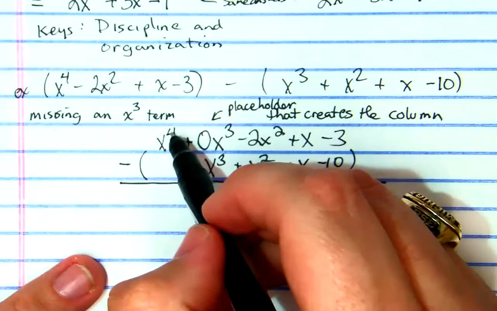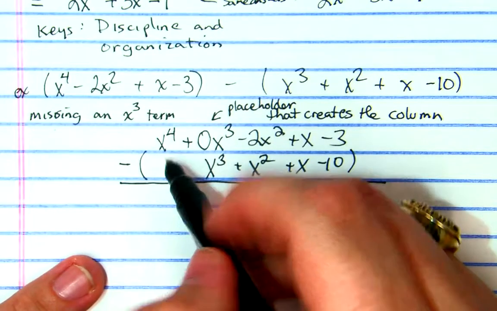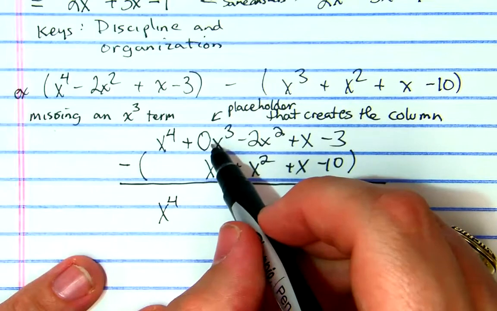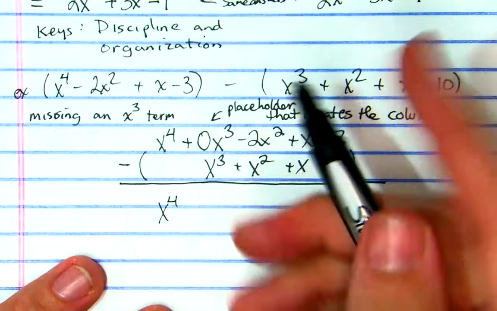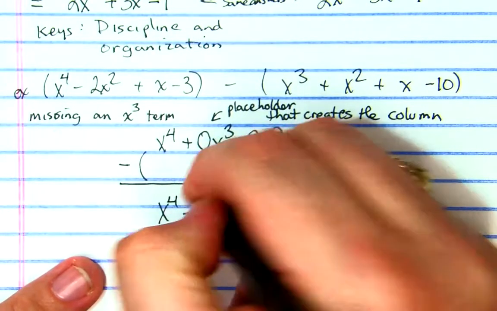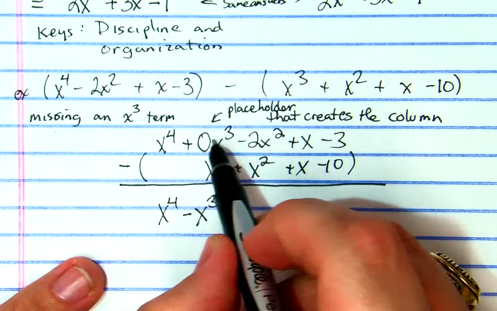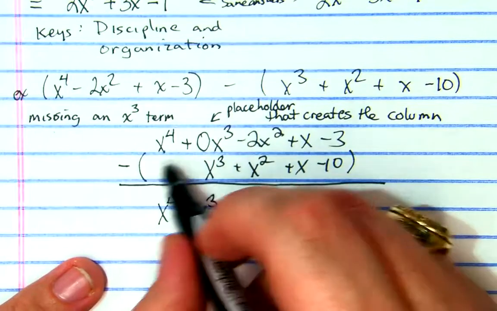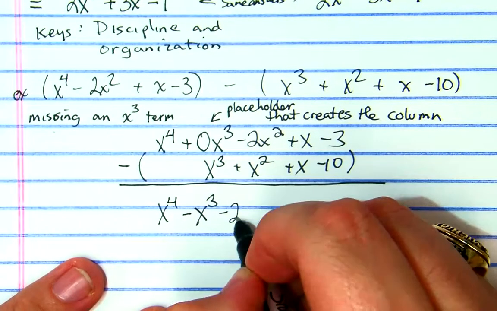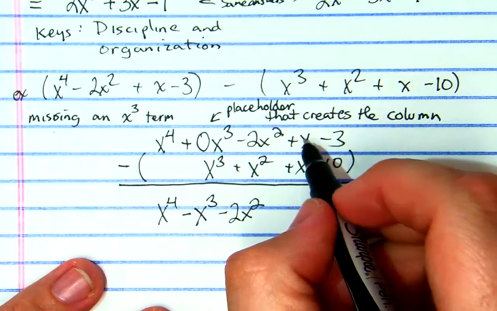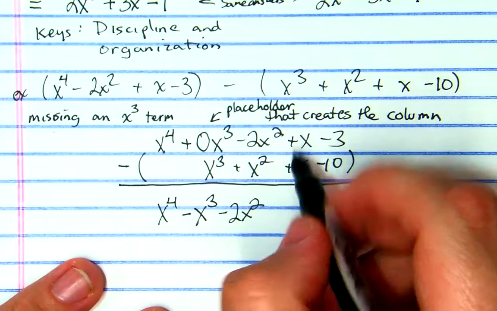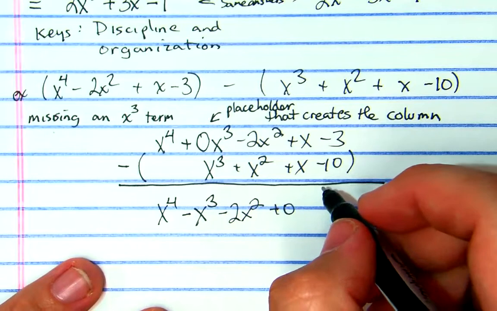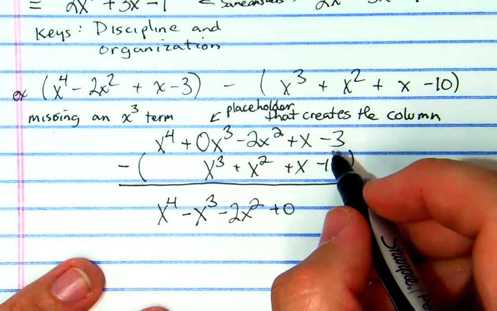And now we can say x to the fourth minus nothing. Well, that's going to give me x to the fourth. I have 0 minus x cubed. That's going to just be minus x cubed. And remember, that's just the placeholder, because I needed that column because I knew it was going to be there. Now I have negative 2x squared minus x squared. That's minus 2x squared. x minus x is 0. You could do a plus 0 if you wanted to. Nothing wrong with that. That's just a number, and it's the legitimate answer.